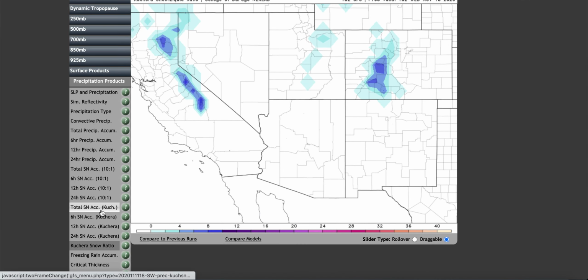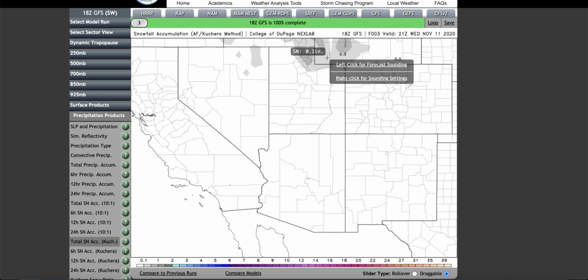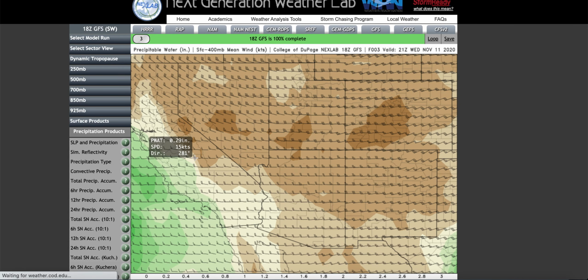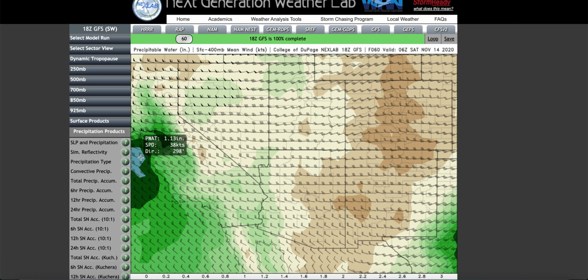That snow ratio plugs into the College of DuPage's Kuchera method to predict snowfall. Essentially, they ask how much precipitable water there is, which I should talk about first. Precipitable water is essentially how much water is in the atmosphere, how much water would come out if it were to rain. So here you have a lot of water. 1.3 inches, so if this cloud released all of its water, 1.3 inches of rain would fall out of the atmosphere.